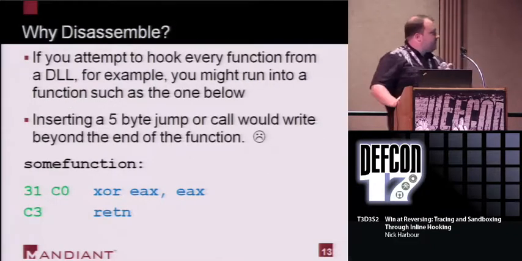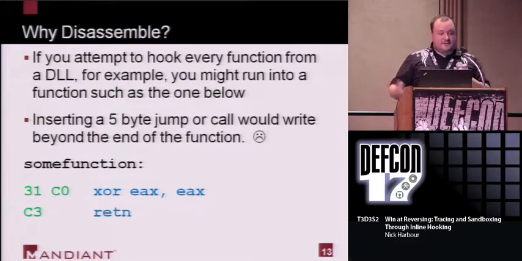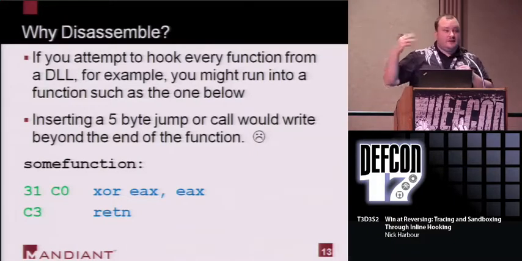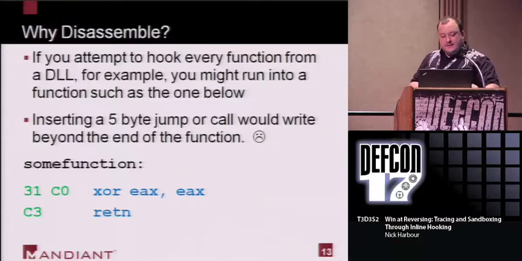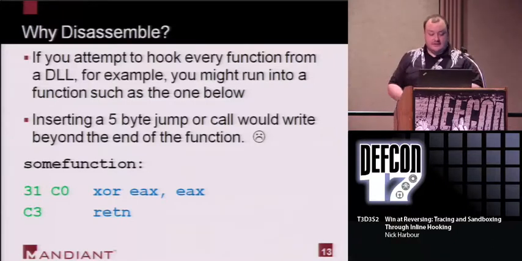Now, like I said, we're going to talk about why we disassemble. Take, for example, this little function right here, XOR EAX, EAX, and return. This is a very simple function that just returns 0. It's only 3 bytes. A call or a jump instruction of the type we need is 5 bytes. If we overwrite this 3-byte function with 5 bytes of data, we're overwriting 2 bytes of God knows what. It might be just padding, but it might not be. So for safety, we're going to disassemble just for the purpose of figuring out if we have enough space to overwrite. Actually, there's one other purpose, and I'll get to that in a second.